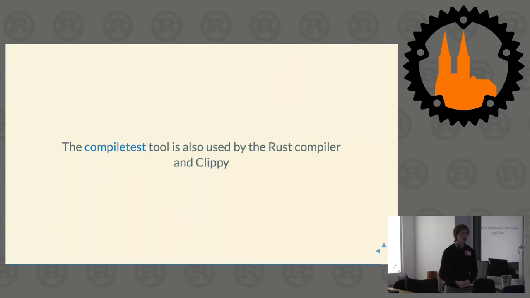And it's actually the same tool that the Rust compiler itself or linting tools like Clippy use. So if you want to have an API that you can be sure will fail to compile in certain cases, give it a try. Compile test is really nice for that.